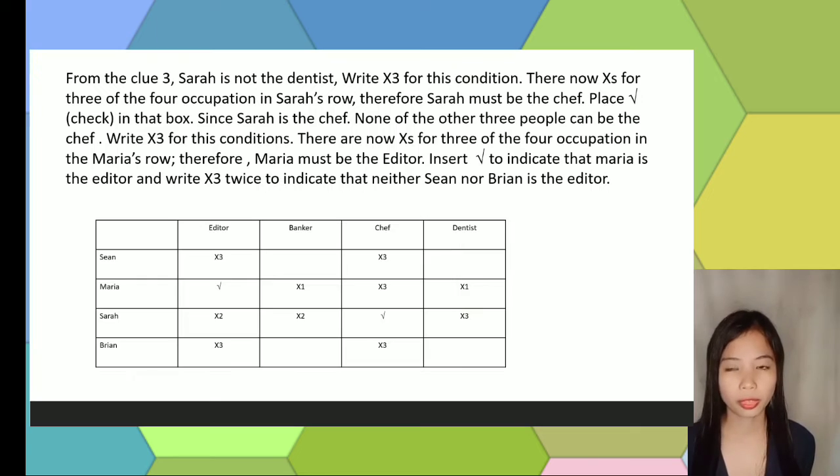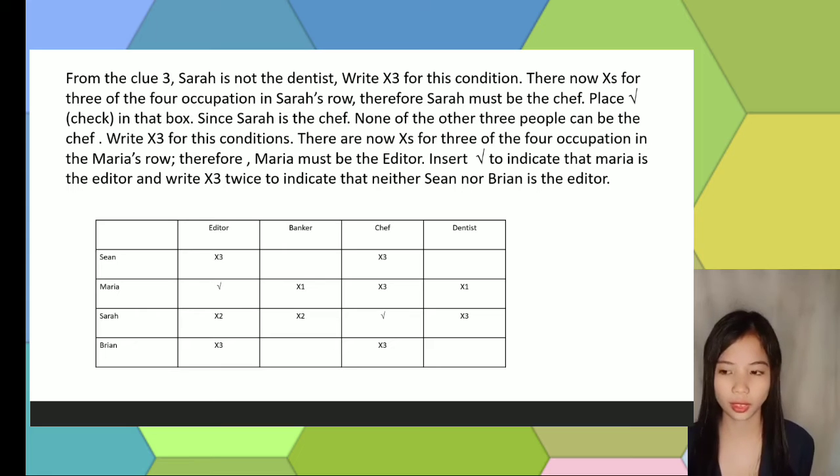From clue number 3, Sarah is not the dentist. Write X3 for this condition. There are now X's for 3 of the 4 occupations in Sarah's row. Therefore, Sarah must be the chef. Place a check in that box. Since Sarah is the chef, none of the other 3 people can be the chef. Write X3 for these conditions.